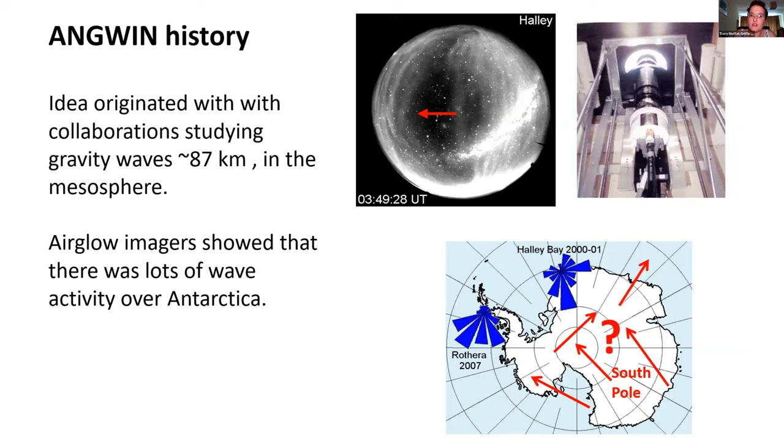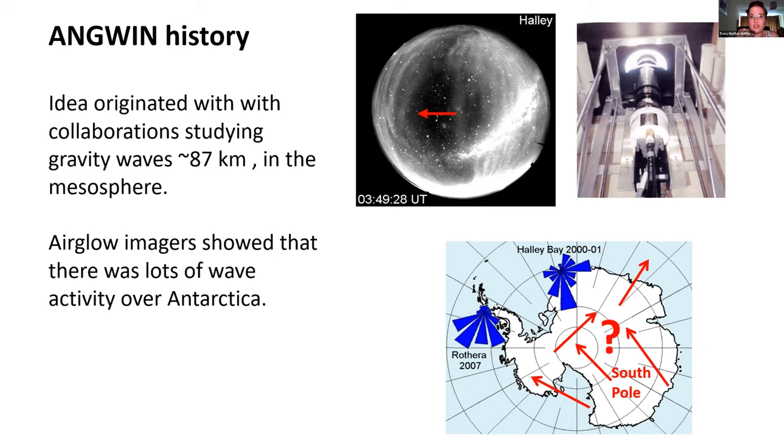something called airglow images. So airglow is a very faint, thin layer of emission up in the middle atmosphere, about 87 kilometers up in altitude. And it emits in the infrared radiation at nighttime. And as the gravity waves pass through this, they compress and rarefy the gas. And you see these stripes in this image at the top there.